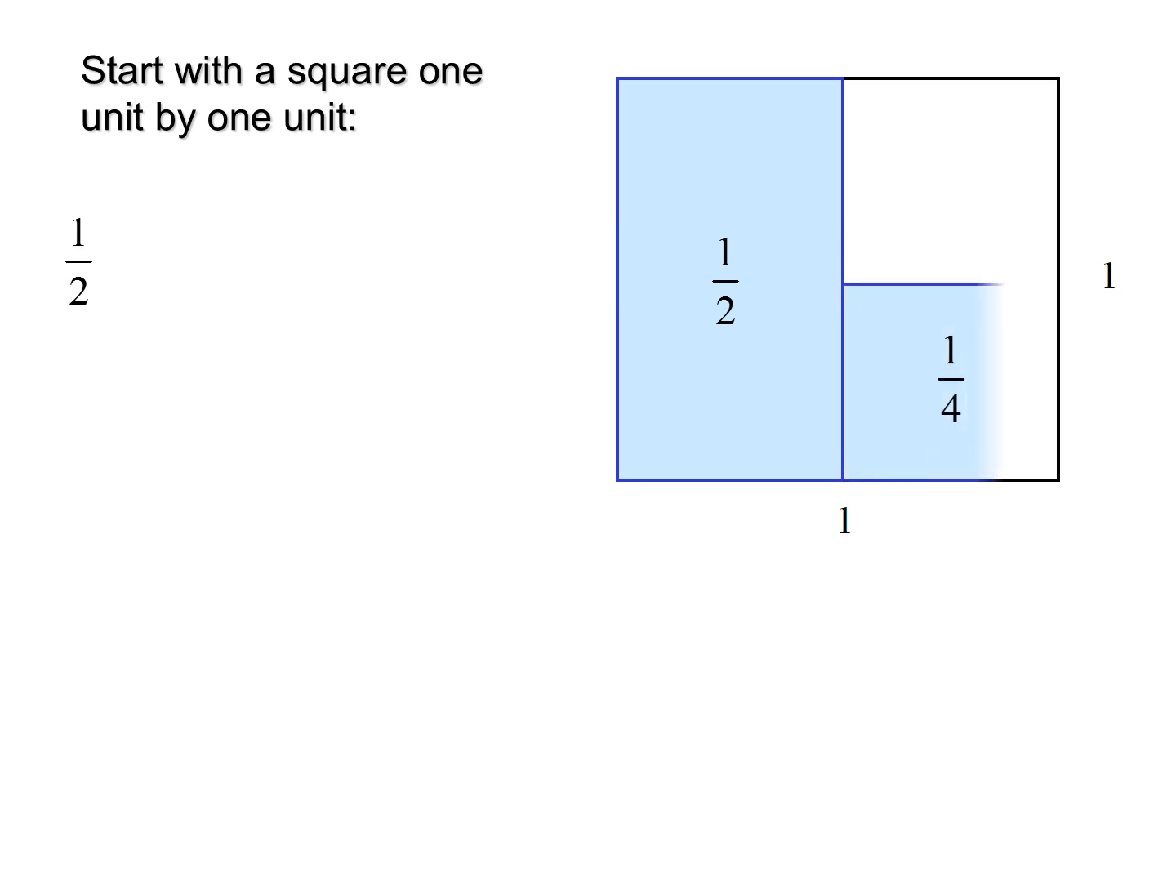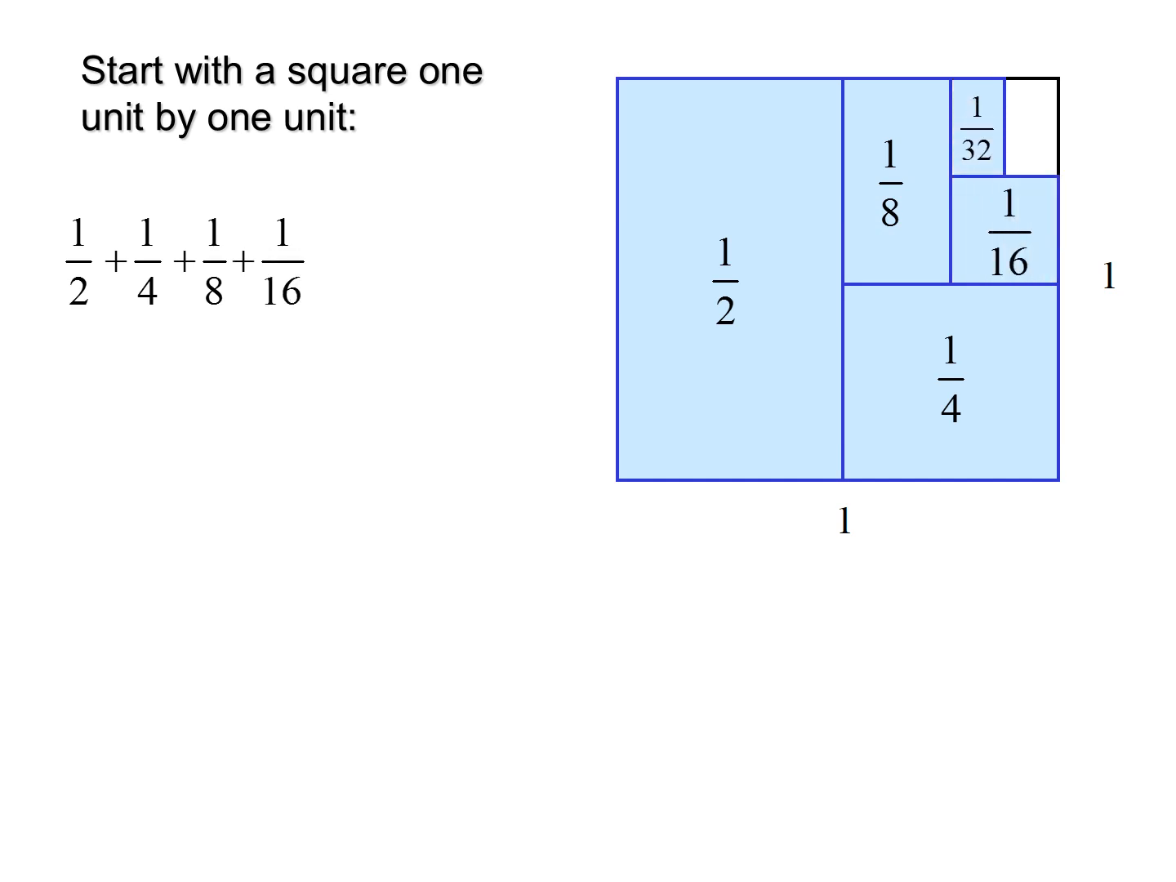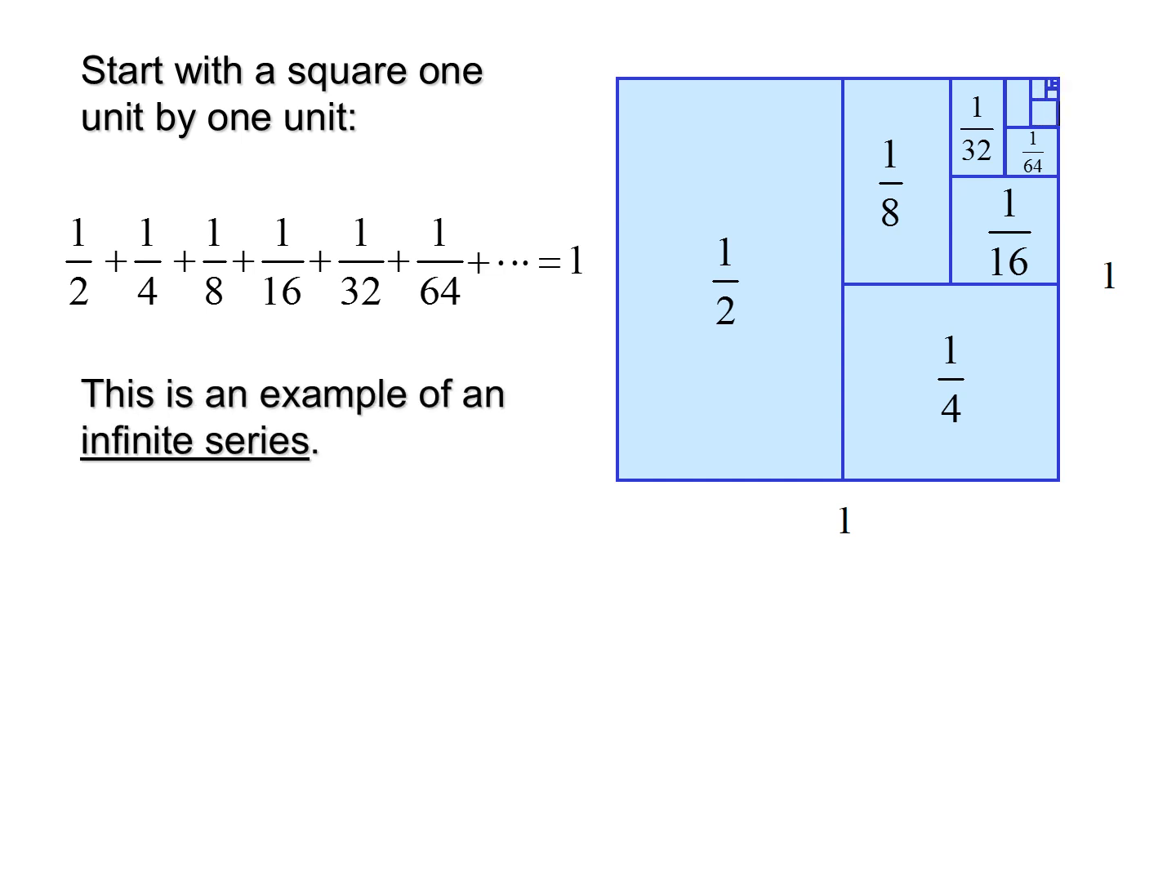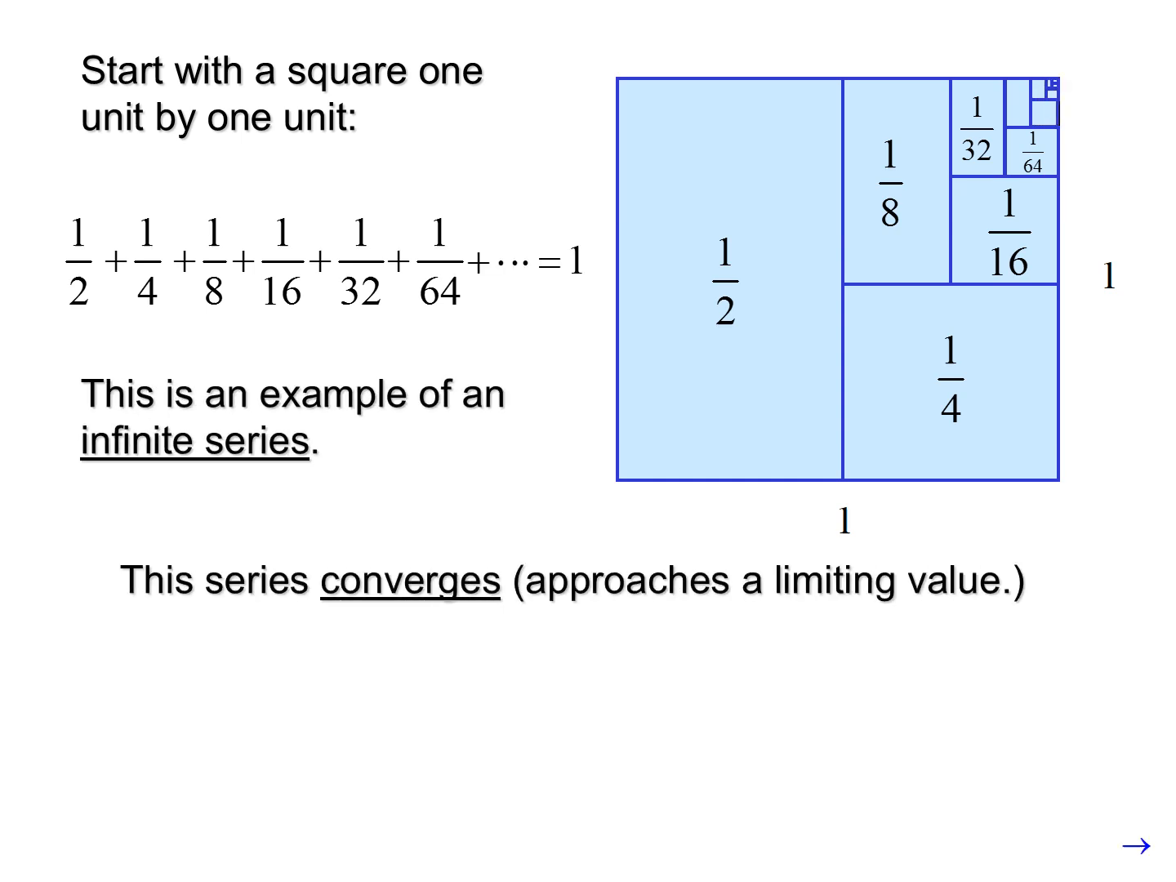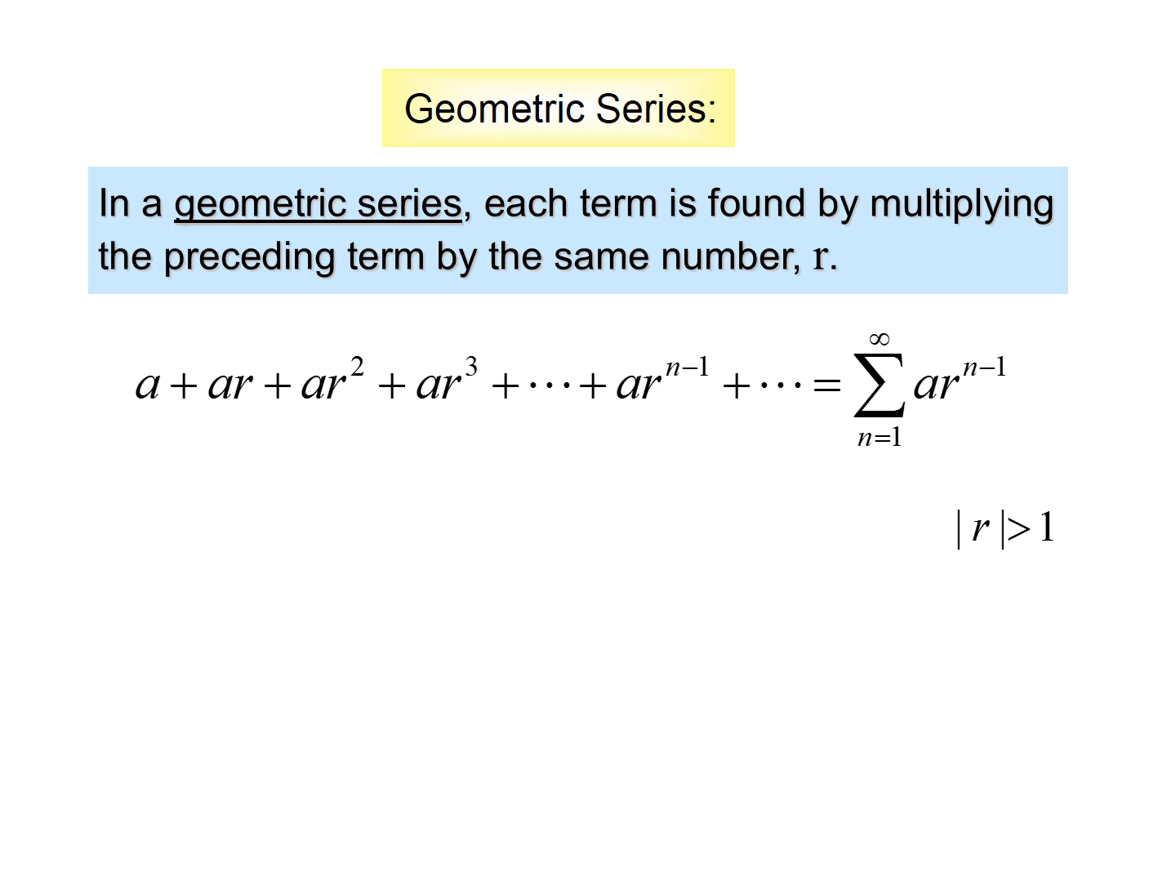If we start with a half, each time we divide that by 2, we get smaller and smaller. Adding all of those together is an example of an infinite series. We would say that this series converges because it approaches a limiting value. Please take this in your notes.